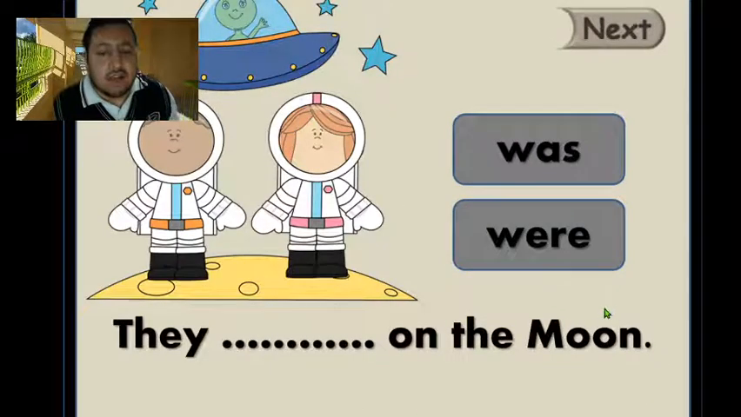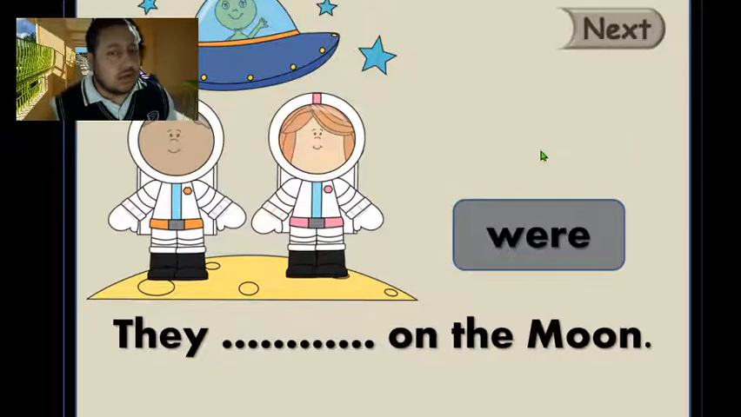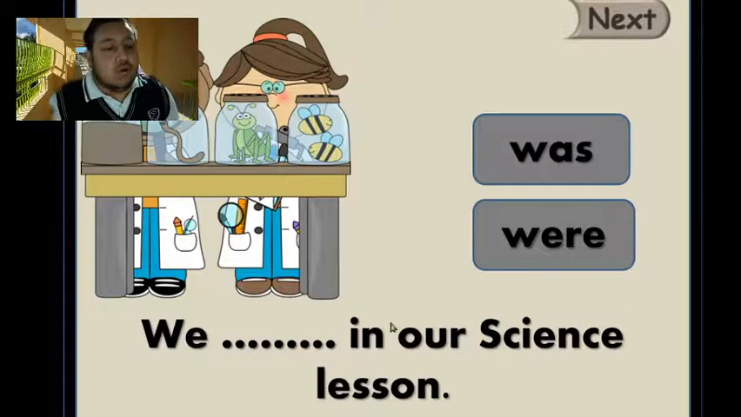They on the moon. They was on the moon? Are you sure? No, it's they were, remember. We in our science lesson. We was or we were? What do you think? We was or we were?